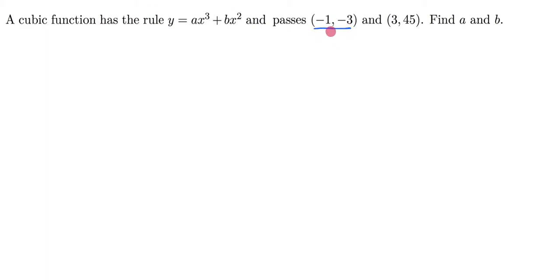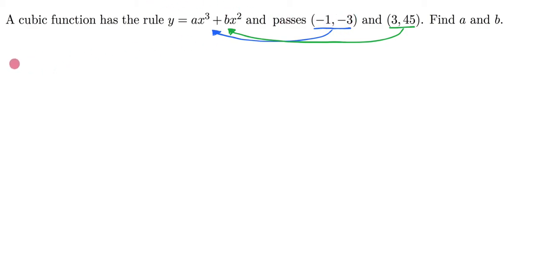to take this point and sub it into this rule right here, and then we'll get one equation on that, and then we're going to take the other point and we're going to sub it into the rule. Then we'll get another equation. Thus, we will have obtained simultaneous equations through which we can solve to find what a and b is going to be. So let's begin by subbing in this point right here.